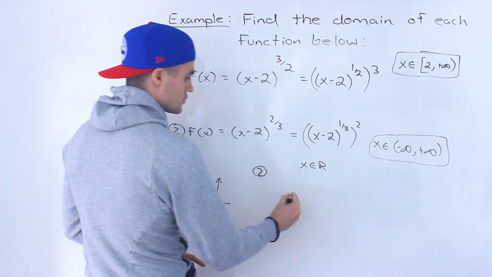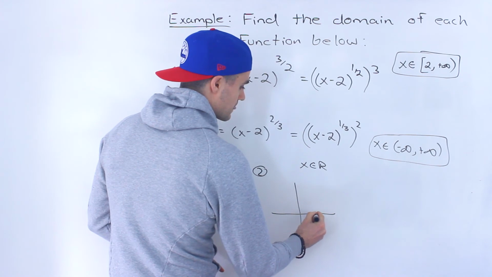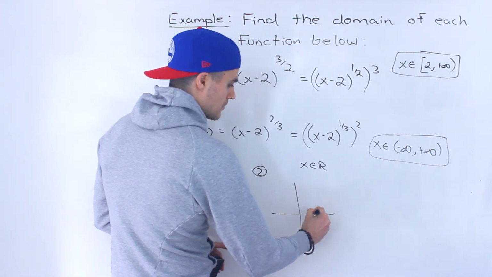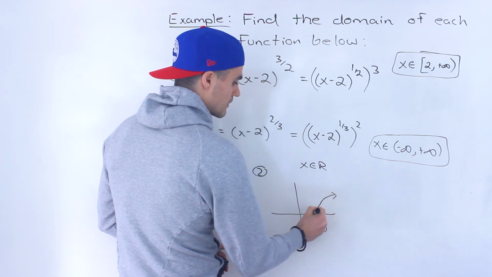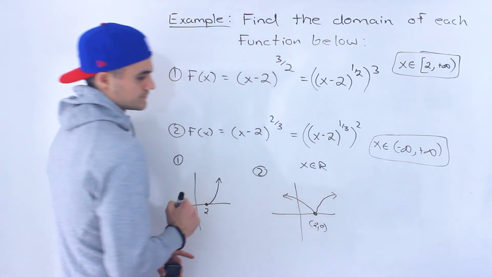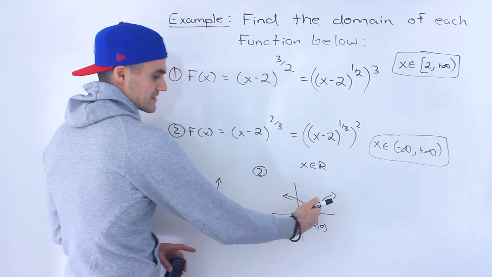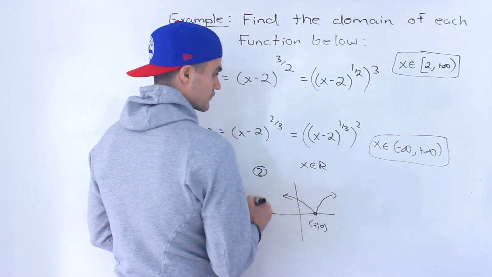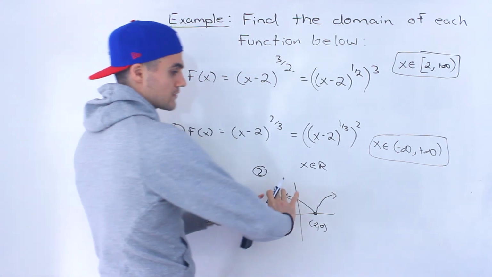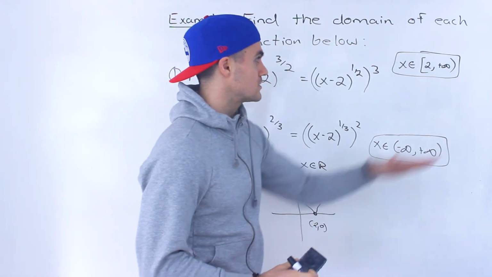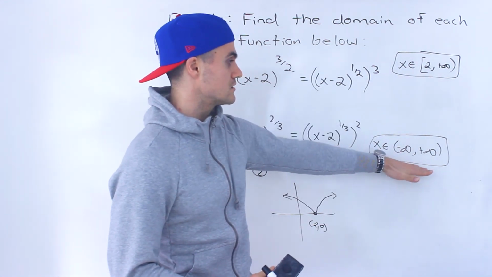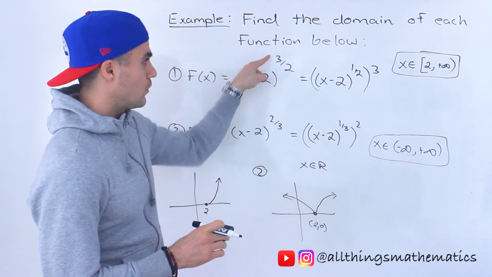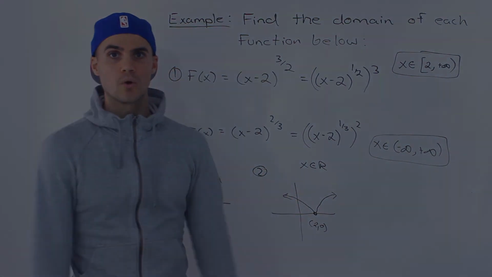And then graph number 2, the way it looks, is they both share that point 2 and 0, but basically this graph looks something like this, right? So the x values can be less than 2 for this graph. It's all real numbers, the domain. There's no restriction on the domain. So this is the domain of the first function. This is the domain of the second function. So just be careful with what kind of exponents you're dealing with.